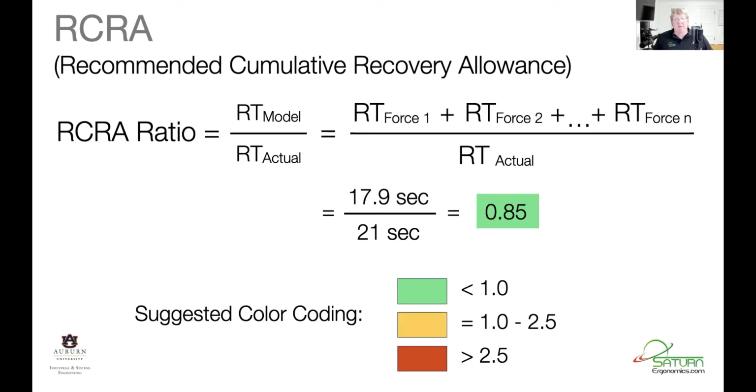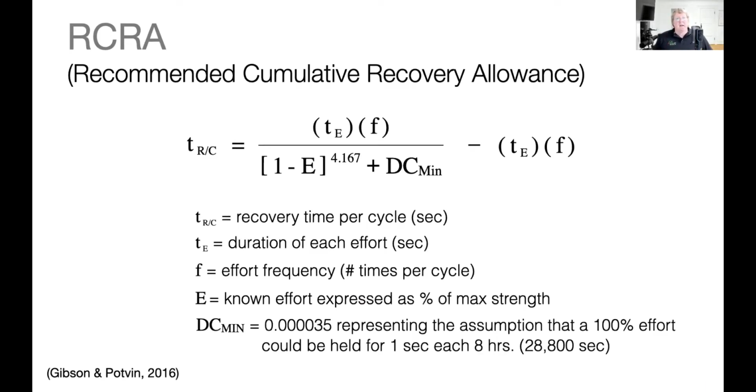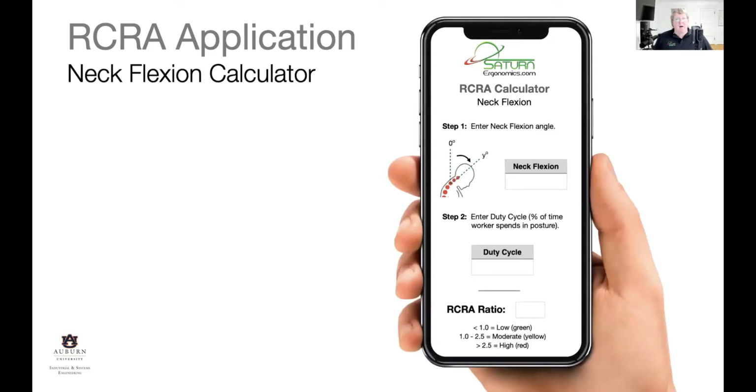And you see the color coding system as well. Okay, this is the RCRA equation if you want to dig in a little bit deeper. Now, how can we apply that again to smartphone ergonomics? If we look at a neck flexion calculator, we can select 45 degrees forward neck flexion, enter the duty cycle or the percentage of time that we're in that posture, and we see an RCRA ratio of 1.3.